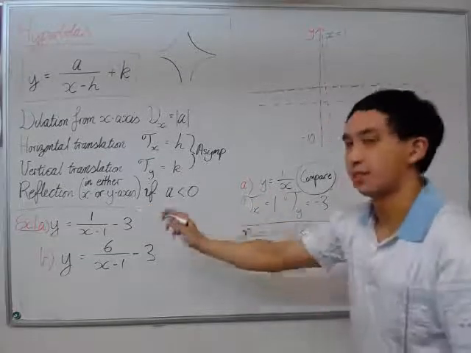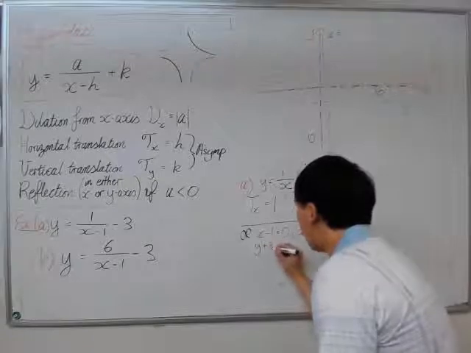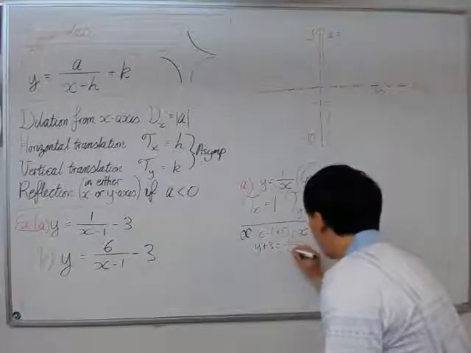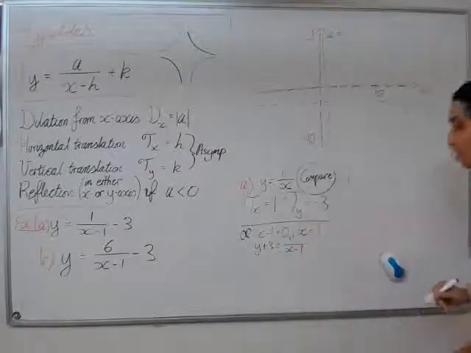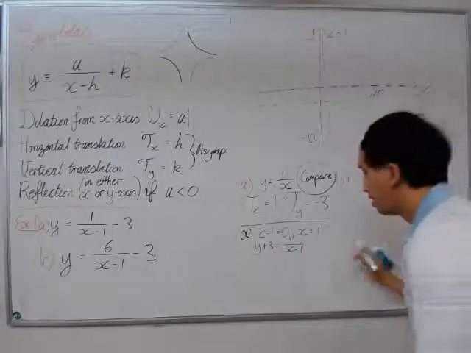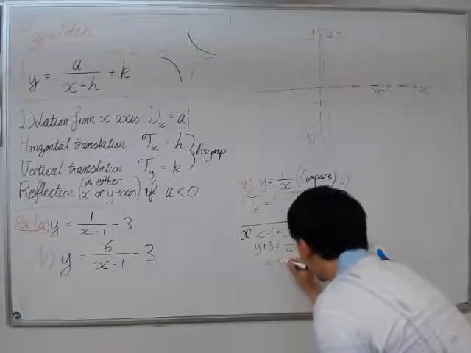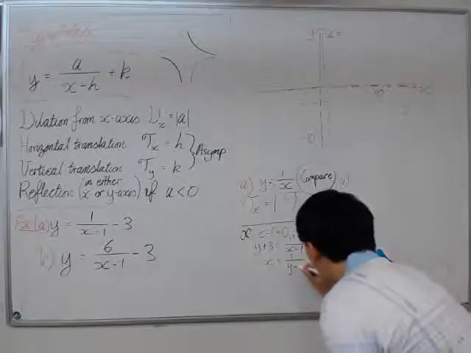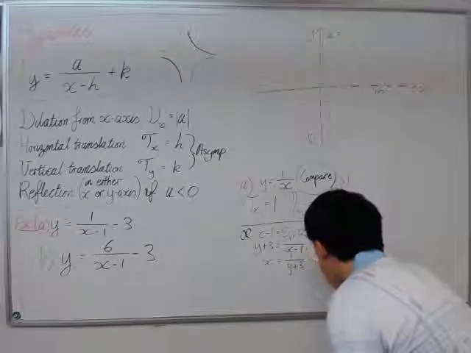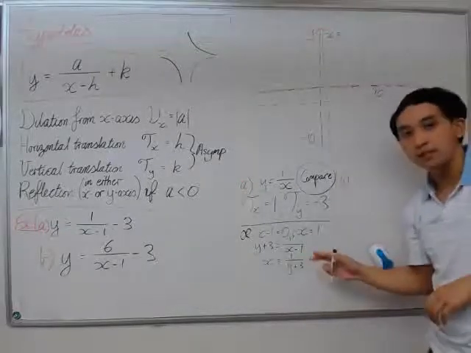So if you make x the subject here, you're going to have y plus 3 equal to 1 on x minus 1. If you have something like that, you just swap these two around, and we get this when we transpose for x. You can see that y plus 3 is in the bottom now.